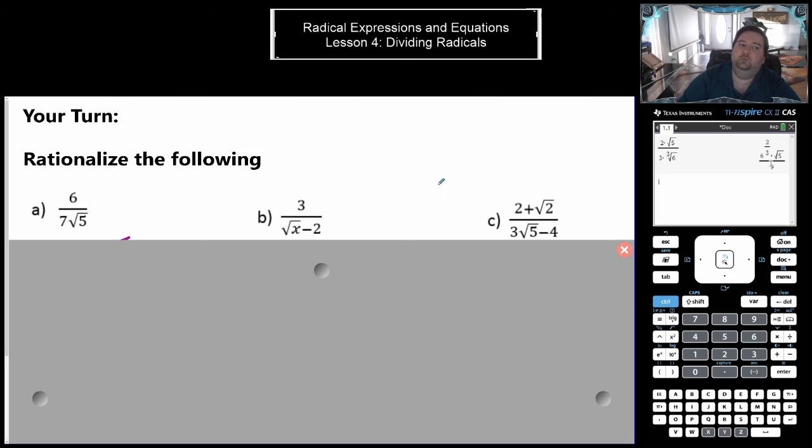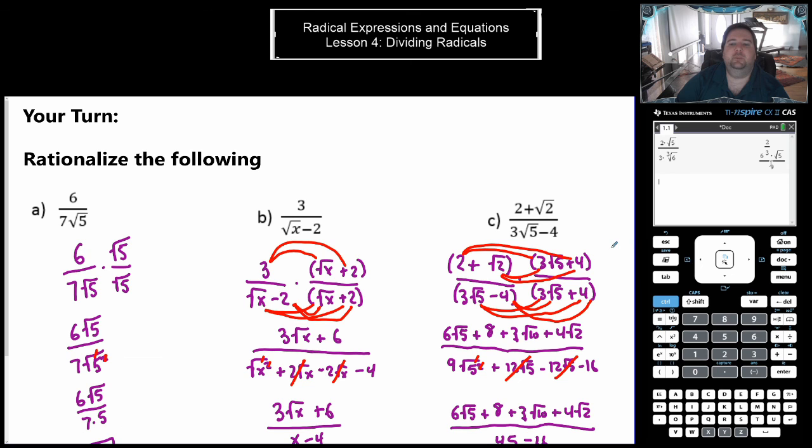Let's go to your turn. Give it a shot. This is where radicals start to get a little tough. You're going to need to practice, okay? Exponential functions are also quite important for dealing with radicals. It does help. It helps a lot. Give it a shot. Pause the video. I'm going to show you the answers in 3 seconds. 2, 1. Here we go.